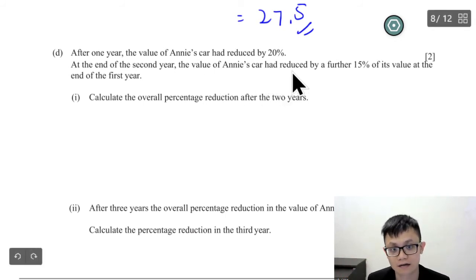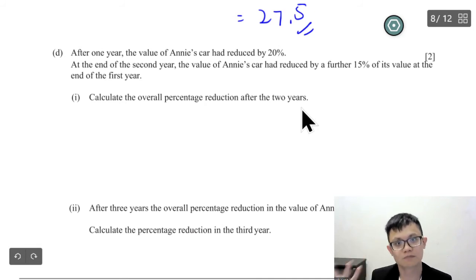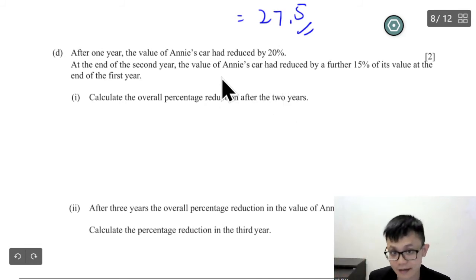So we call it reduce, rather than like a house, today is 100 ringgit, next year is 110. So if a smart person, he will buy a house rather than buying a car. So this one you try to calculate, see whether you can get the answer or not.